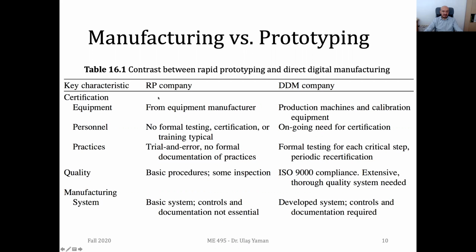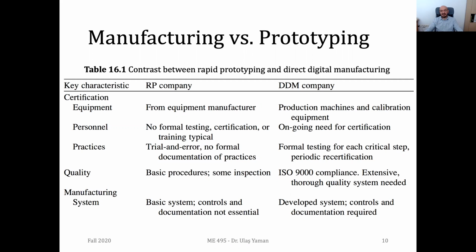Rapid Prototyping companies can follow a trial and error approach. They can produce a simple part, and if it's not functioning properly, they can throw it away and produce another one. But in direct digital manufacturing, the tests are highly important. The resulting product might be costly, so they need to consider each step and have certifications for all their sub-steps. And in the Rapid Prototyping company, we don't need high quality.